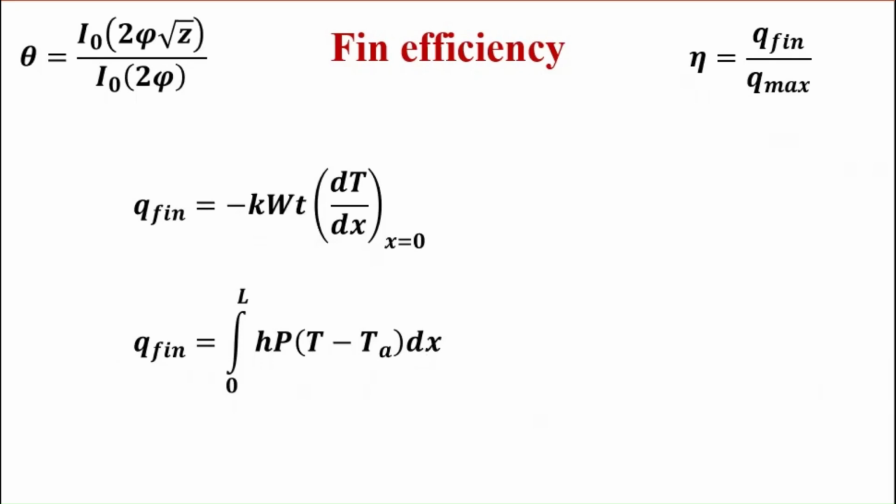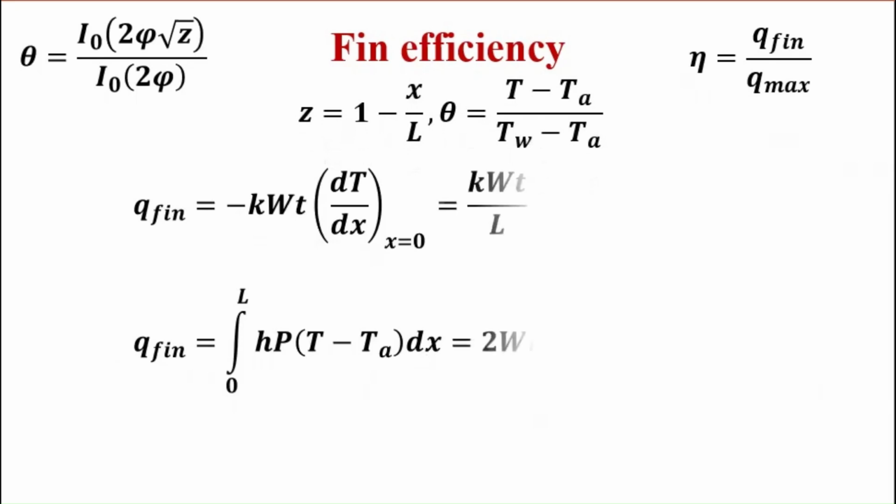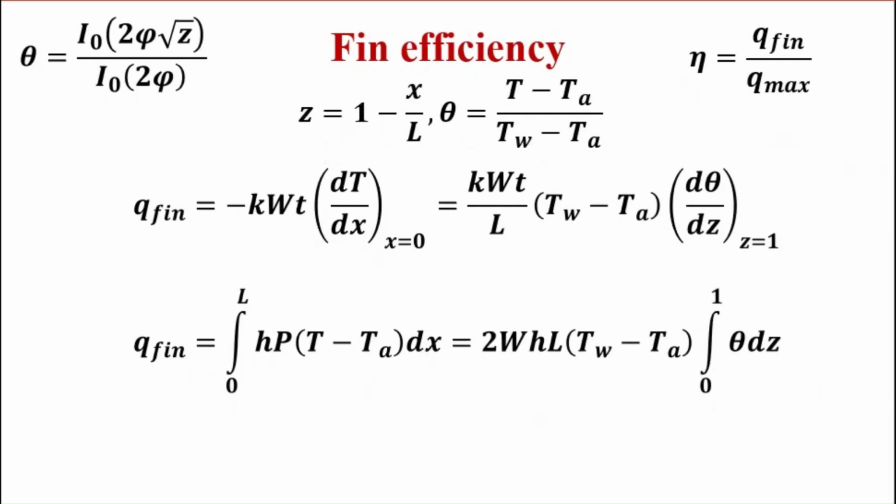Because the fin is in steady-state conditions, these two quantities are equal. Using dimensionless variables, these relationships can be expressed in terms of a dimensionless temperature and a dimensionless axial coordinate. As noted earlier, the maximum possible heat transfer rate corresponds to that of an ideal fin, one in which the temperature remains uniform throughout the fin and is equal to the base temperature.